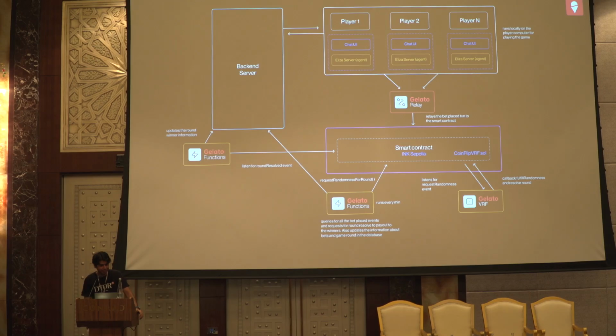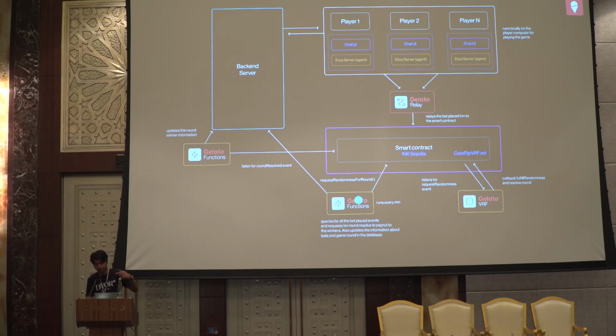So this is an architecture of what's being built. You can have multiple players spin this up, connected to the backend server, which helps a bit with coordination as well. But mainly, you have the chat UI and the agent, and each player can spin this up locally. Whenever they place bets, they can relay this transaction to the CoinFlip VRF contract.